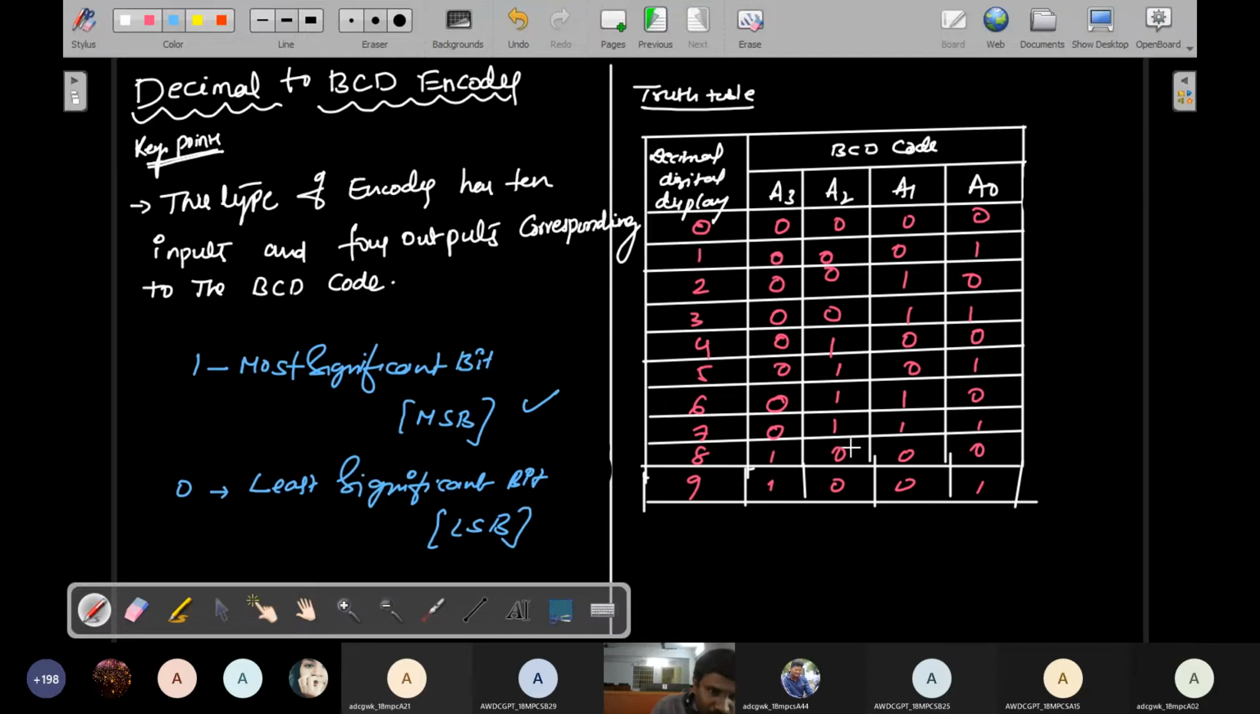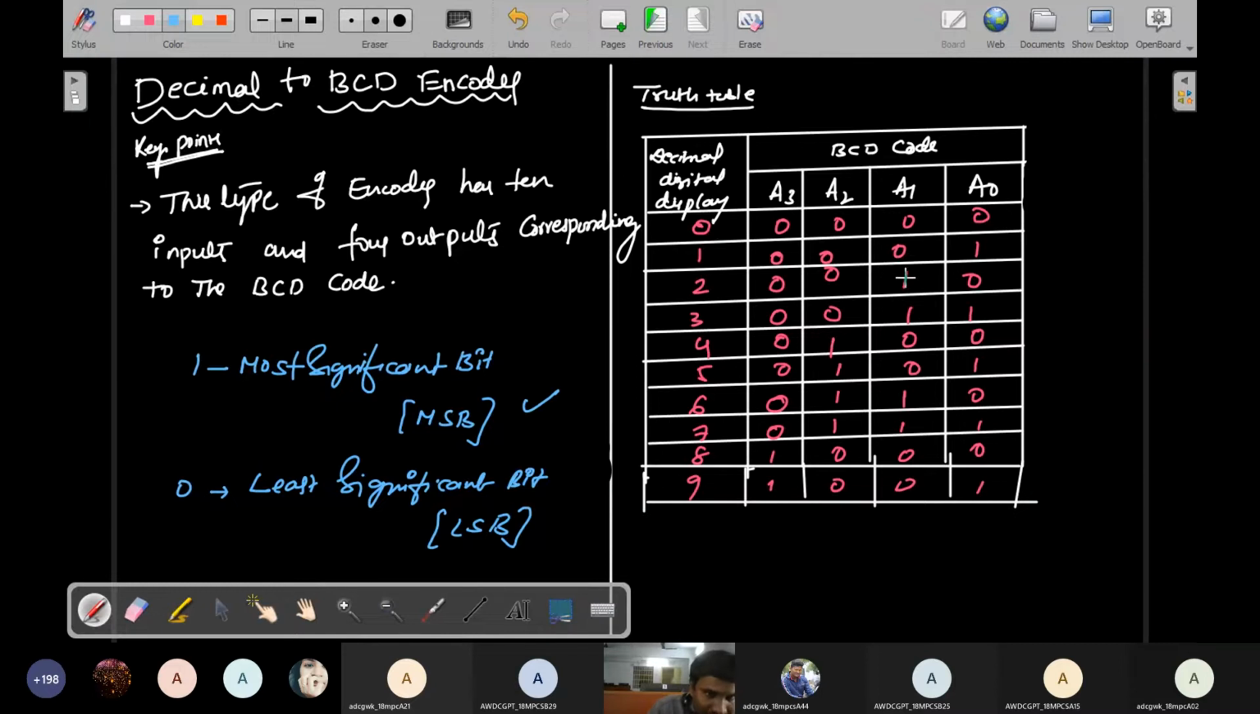Similarly, for the A2 output, the most significant bit is considered, so the 1 is high. Where is the high number? For 4 it indicates 1, 5 indicates 1, 6 indicates 1, 7 indicates 1. So this is the A2 output most significant bit. These are all represented by OR function only. Therefore output A3 is given by 8 plus 9. Similarly, output of A2 is given by 4 plus 5 plus 6 plus 7, because the most significant bits are represented by OR notation.